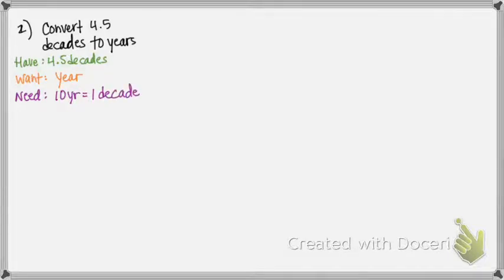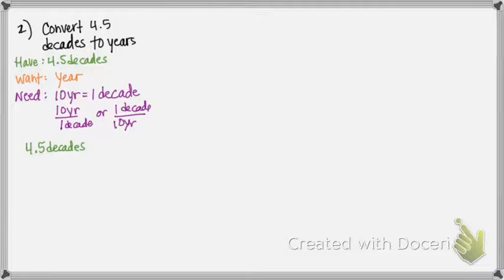So notice what I had done with all those conversions before is I rewrote them as fractions. So I have two ways to write this one. Years over decades, or 1 decade over 10 years. So I'm going to have to figure out which one I'm going to need as I set up my problem. So I'm going to start with 4.5 decades.